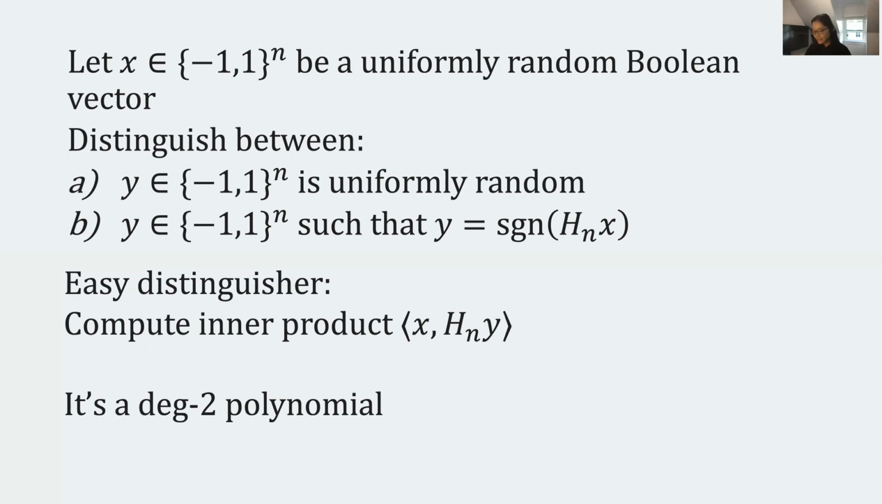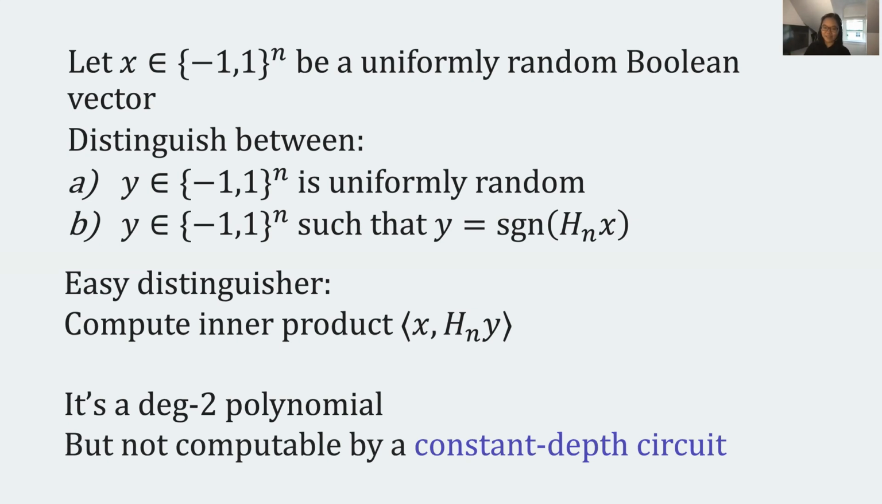But I guess the thing here is that we're looking for something in the complexity world that's even more restrictive than just being algebraically simple, like a low degree polynomial, because essentially we want it to be computable in a very restrictive model of circuits called constant depth circuits. And it turns out that this particular polynomial is not computable by a constant depth circuit.